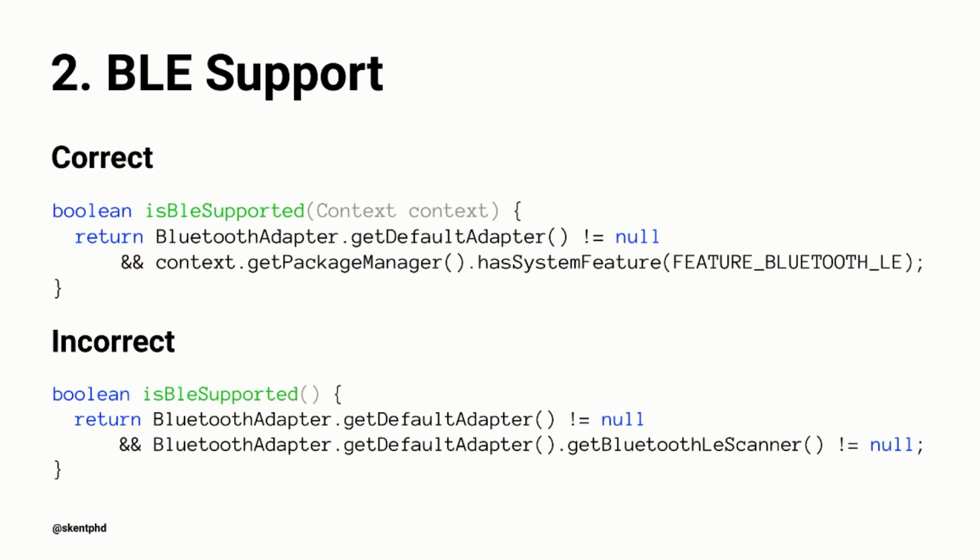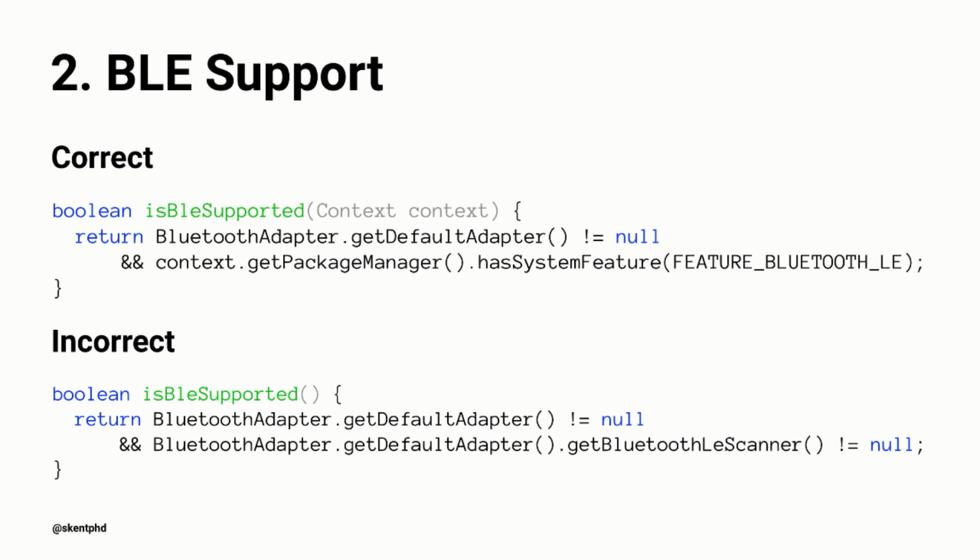So I screwed this up for a long time. The correct way up top is what I eventually figured out, but I started off using the bottom way, and the bottom way is basically saying check that the Bluetooth adapter is null, and then also check that the Bluetooth scanner is null. This is wrong, and it caused a really subtle bug. The correct way to do this is to query the package manager and ask, does your system have the BLE feature?